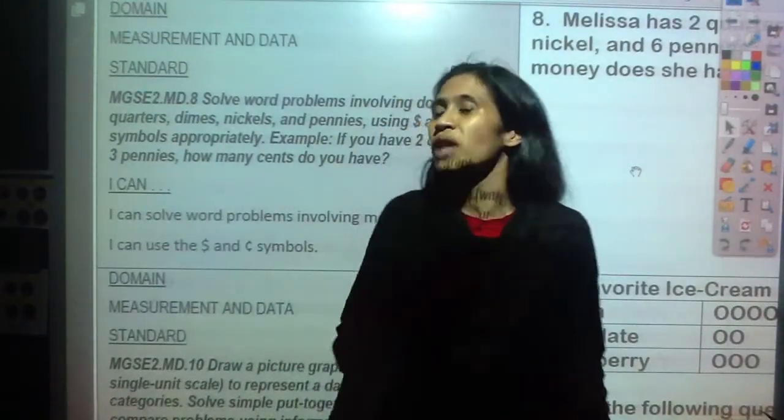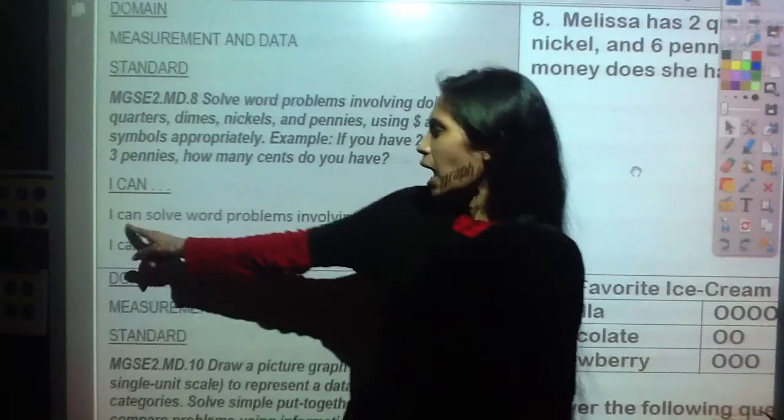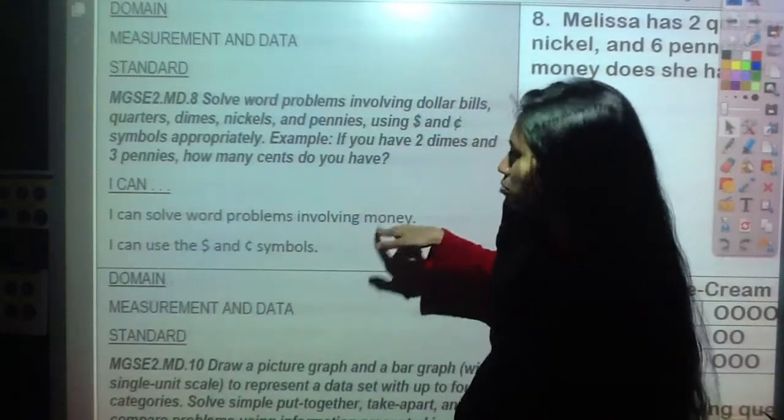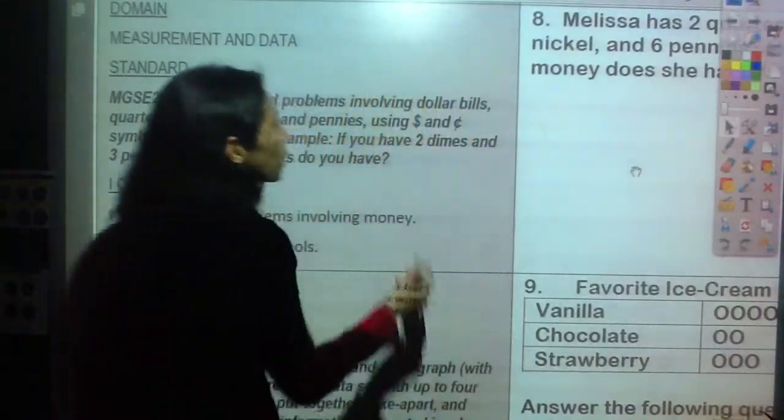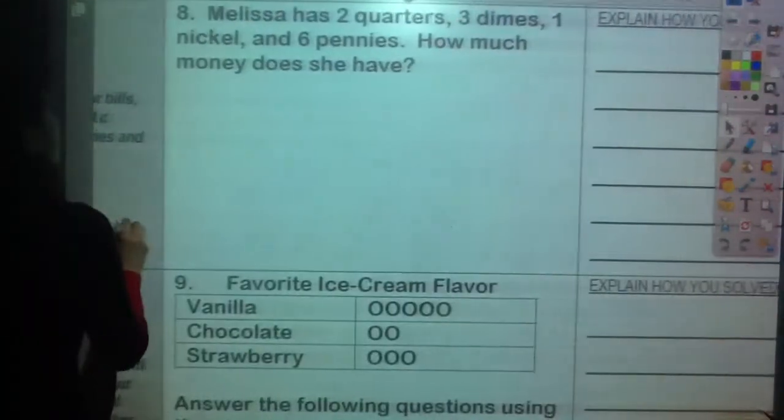I hope so, because if you have money, you have to know how to count it. So when you can do that, you can say the I can statement. I can solve word problems involving money. I can use the dollar sign and the cent symbols correctly. All right, so let's look at number 8.